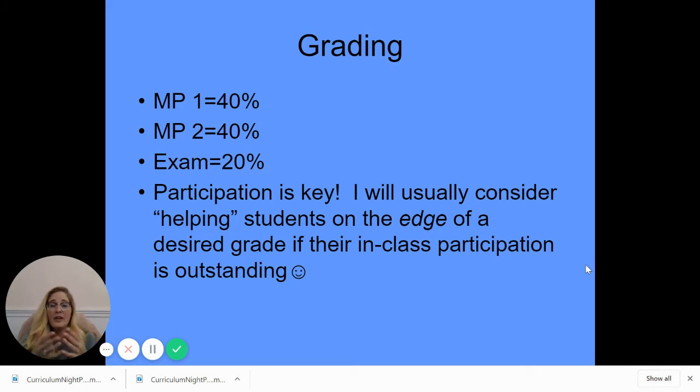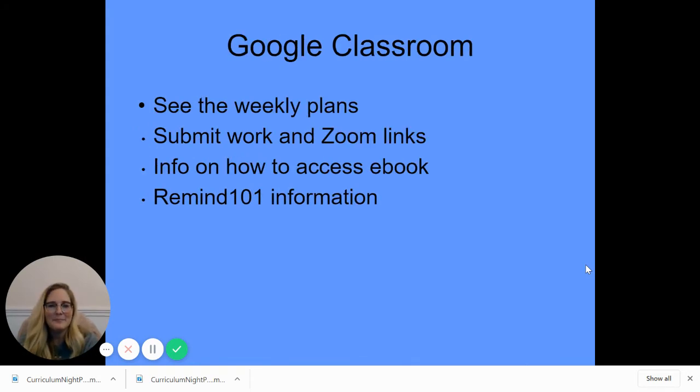Participation is key, though. At the end of a marking period, I always look down and scroll and see if anybody's right on that border of a grade. And if it's someone I can remember who was always participating and helping and offering to read and working well with peers, sometimes I'll bump up a few points to get them to that next level.